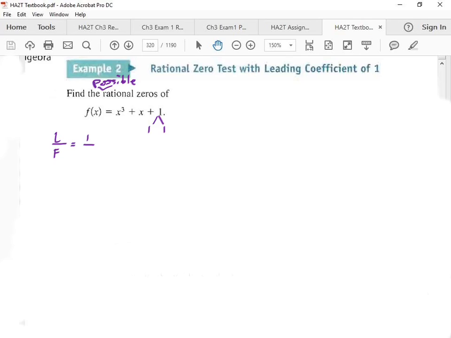So I could put a positive 1 there, or I could put a -1. So I'm going to put plus or minus 1. And then my other leading coefficient is 1, so I put a plus or minus 1 right there. Those are our possible rational zeros.